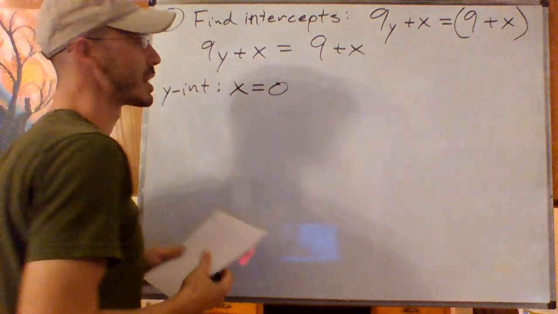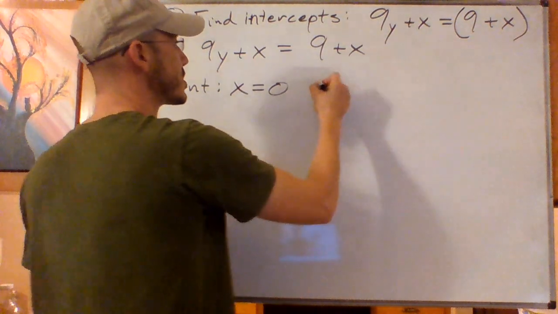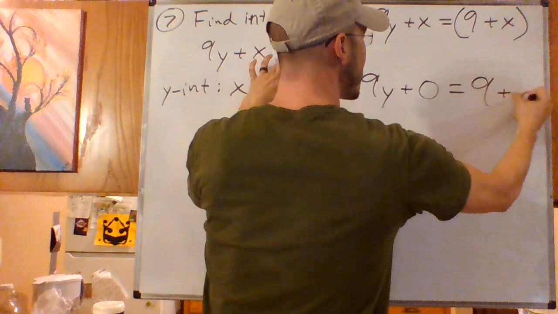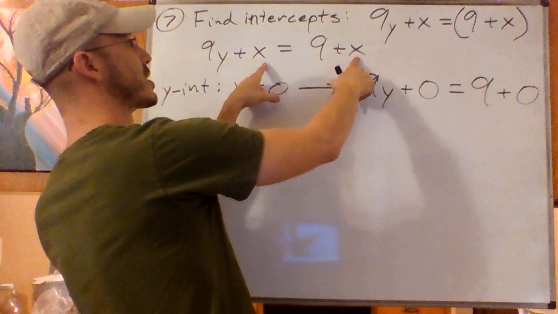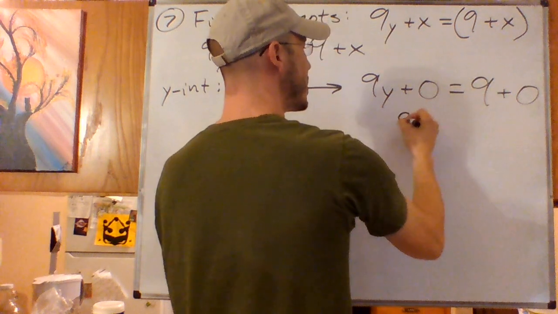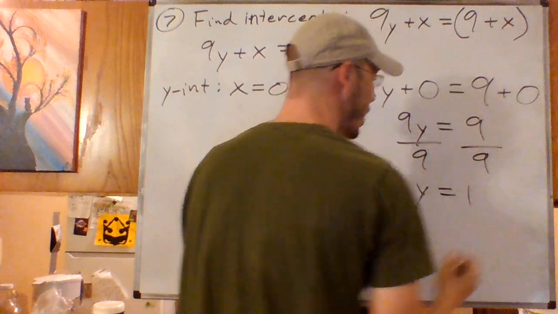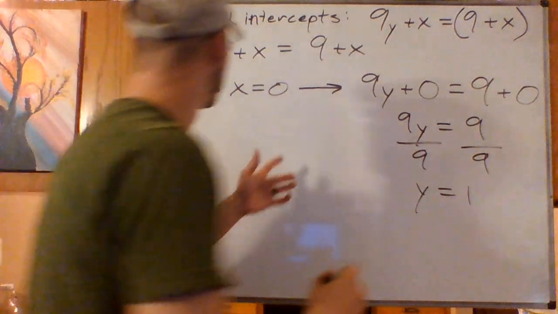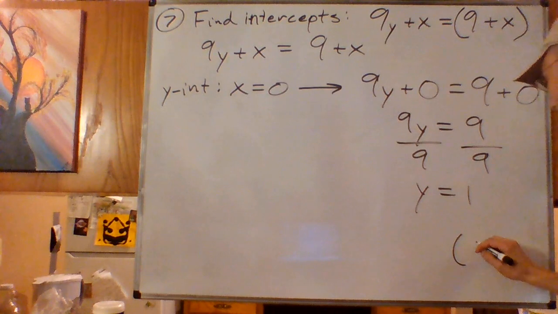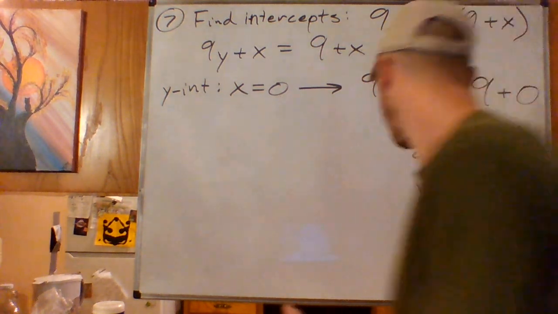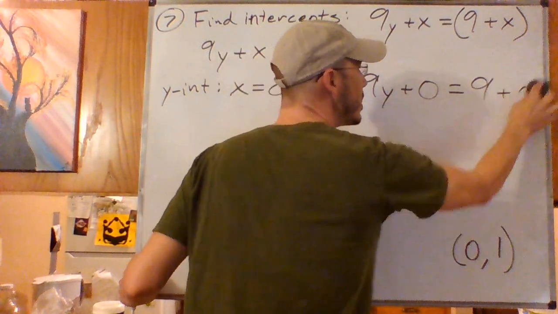To do that, I plug in x equals 0. So that means 9y plus 0 equals 9 plus 0. Replace the x's with 0. So 9y equals 9 and y equals 1. So my y-intercept is 0, 1. The y value is 1 when the x is 0. I'm going to leave that part down there because that's one of my intercepts.